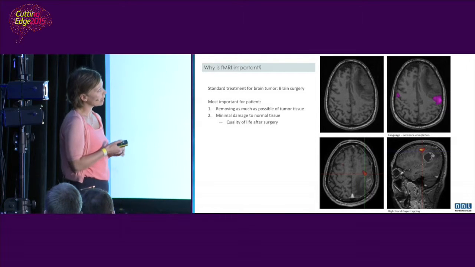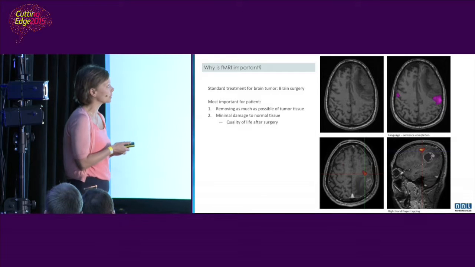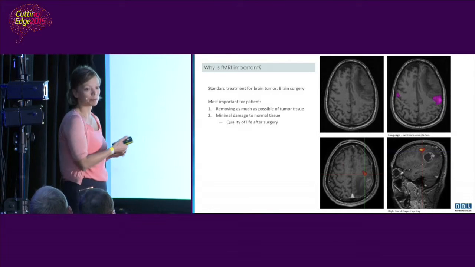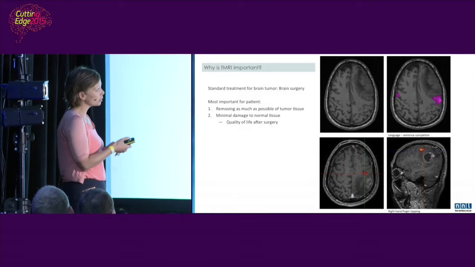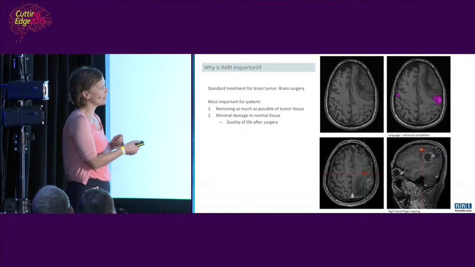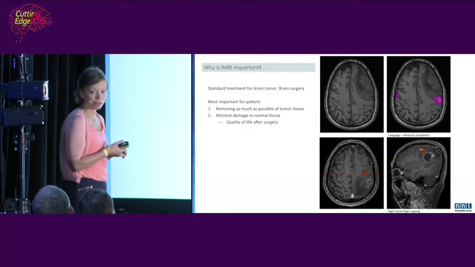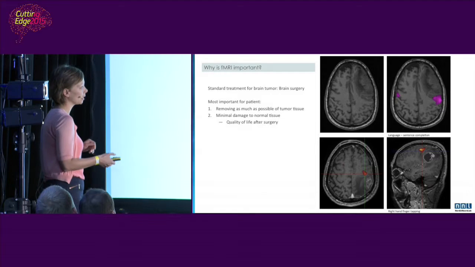So in this case, what they did was to do a language mapping. So they found out that the language region of this patient is very, very close to the tumor tissue. So this is, of course, very valuable information for the neurosurgeon and, of course, for the patient, that the neurosurgeon is careful in this region so that he doesn't damage the language region, so that the patient is able to talk after the surgery.